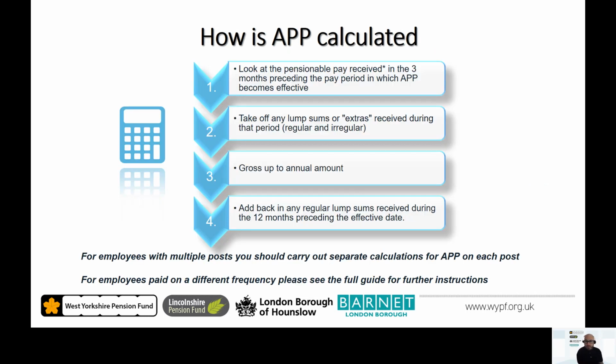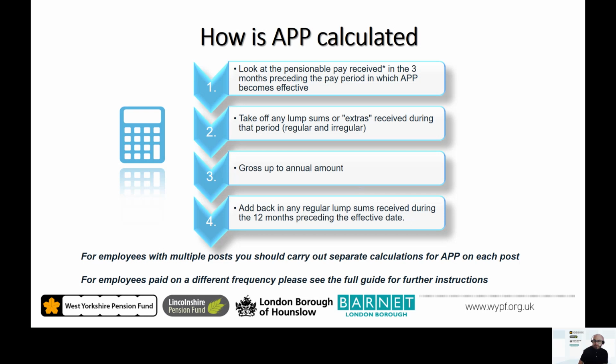Now I'd like to touch on how APP is calculated. To calculate assumed pensionable pay for any employees who are paid monthly, there are 4 steps to follow. Step 1: we look at the pensionable pay received in the 3 months preceding the pay period in which APP becomes effective. So it's effectively the pay period where the pay has been reduced or nil pay. For example, if someone has a reduction in pay in September 2021, we would look at the 3 previous months, in this instance August, July and June.